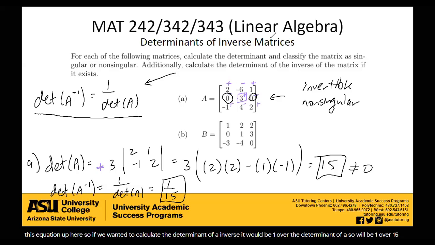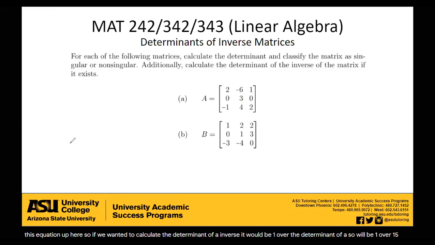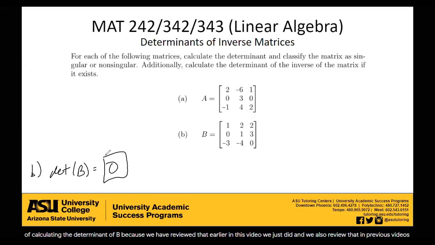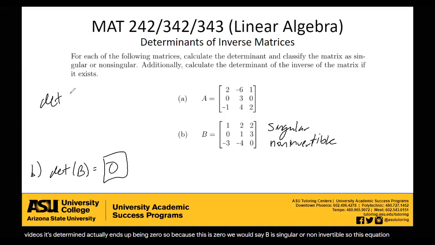Awesome. And then let's go ahead and calculate B. Again, I'm not going to show you the process of calculating the determinant of B because we have reviewed that earlier in this video, and also in previous videos. Its determinant actually ends up being 0. So because this is 0, we would say B is singular or non-invertible. So we can't use this equation, because B inverse just doesn't exist. There is no inverse, so the determinant of B inverse does not exist either, right?